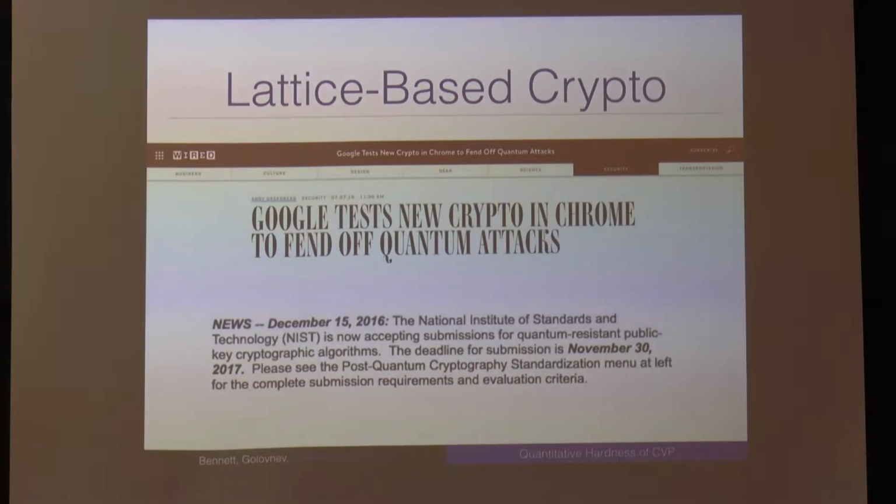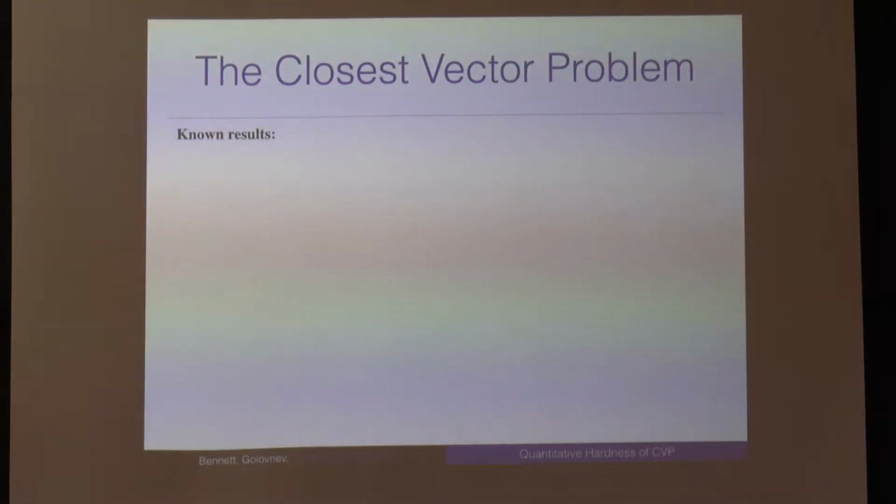Yeah, and so there are lots of proposals out now with fun names like Frodo and New Hope and things like that. But the point is, these things are going to be used. So we should know some stuff about lattice problems before we use these things, hopefully.